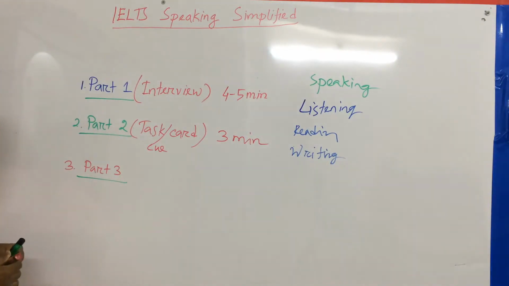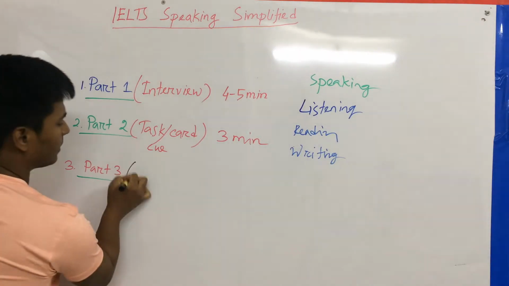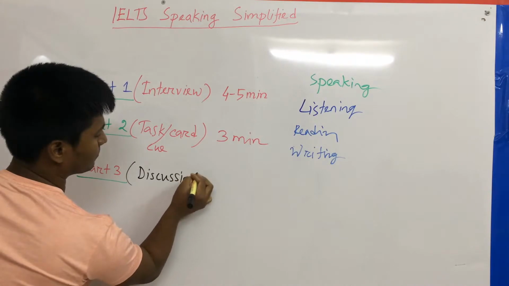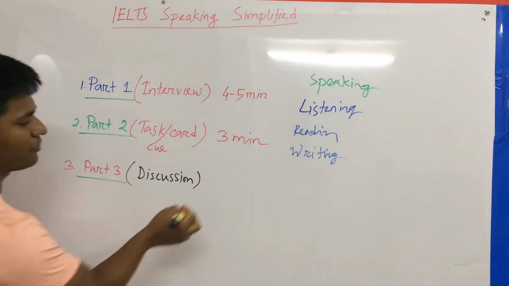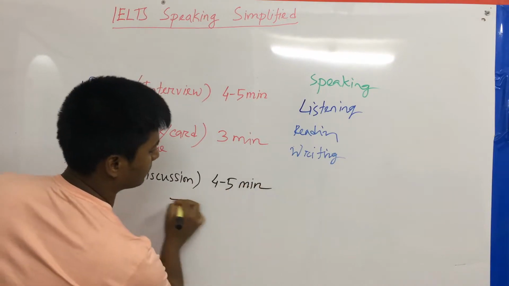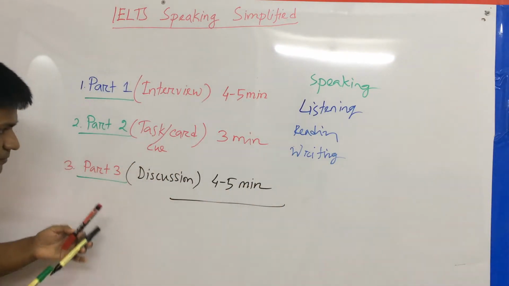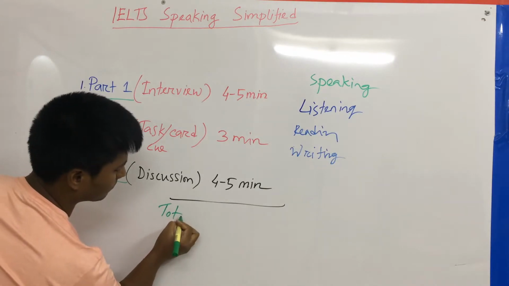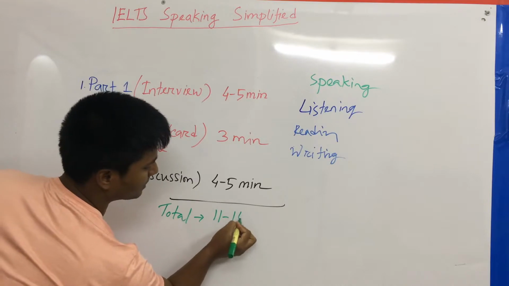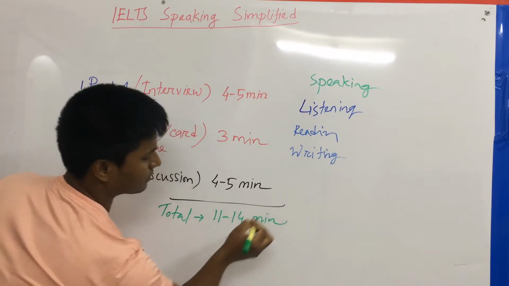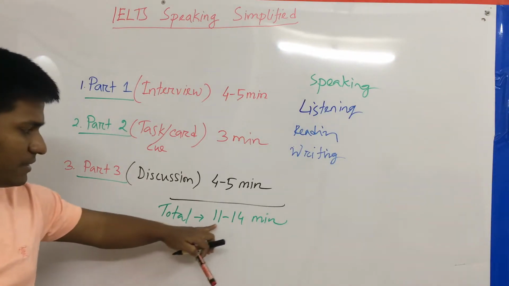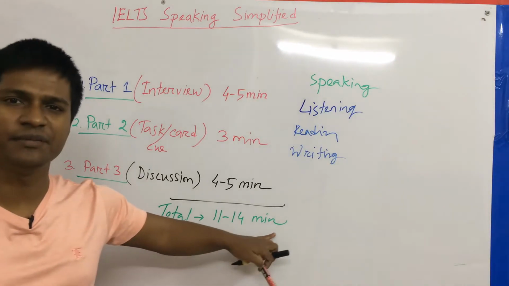In part 3 it will be a discussion. It can be 4 to 5 minutes or maybe more than that. So in total, 11 to 14 minutes. This is the timeline for your IELTS speaking exam. It depends, right? 11 to 14 minutes.